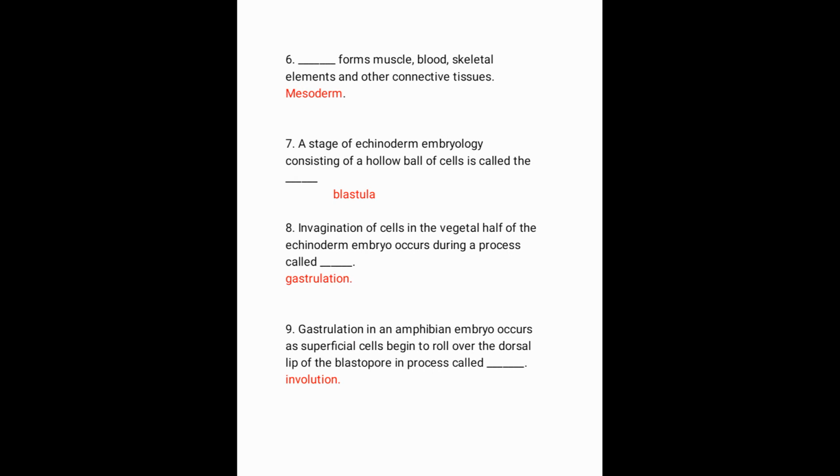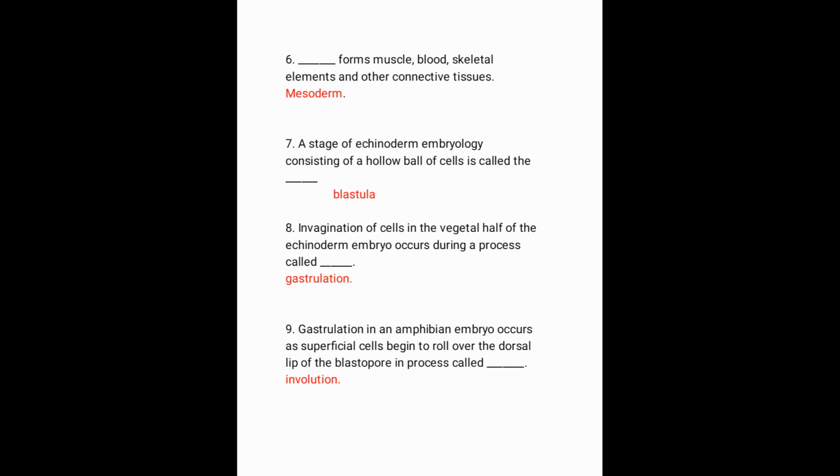Sixth objective: dash forms the muscles, blood, skeleton elements and other connective tissues. All these structures like muscles, blood cells, skeletal muscles and connective tissues form from mesoderm. They originate from the mesoderm, which is one of the germ layers of embryology.